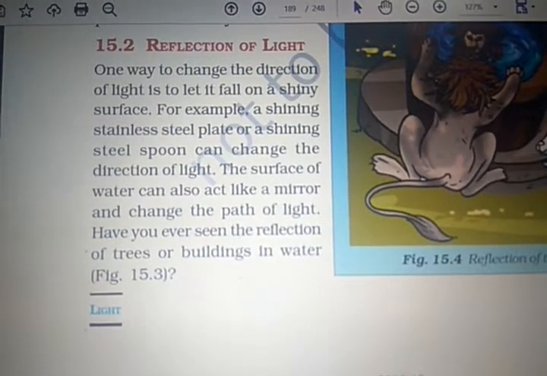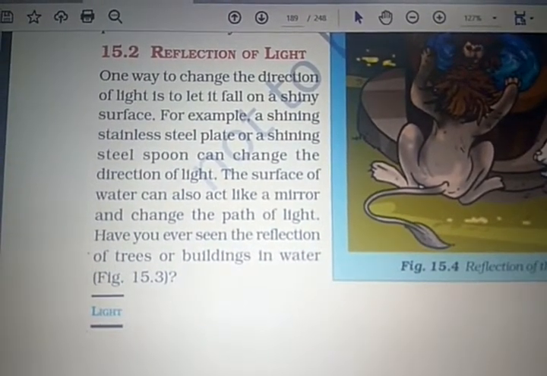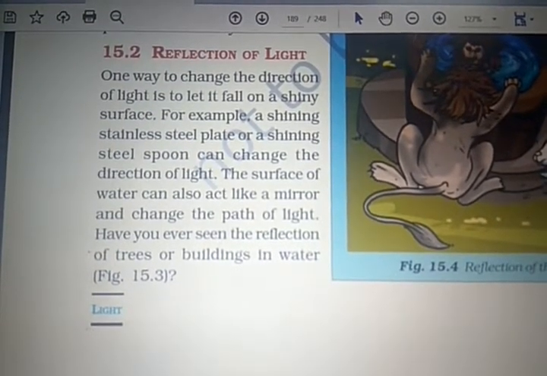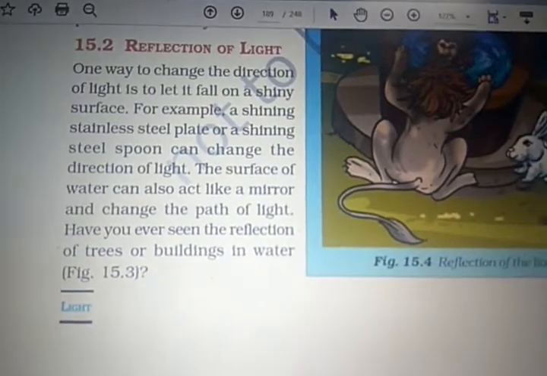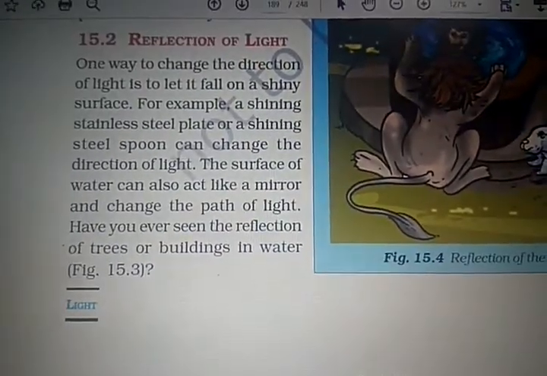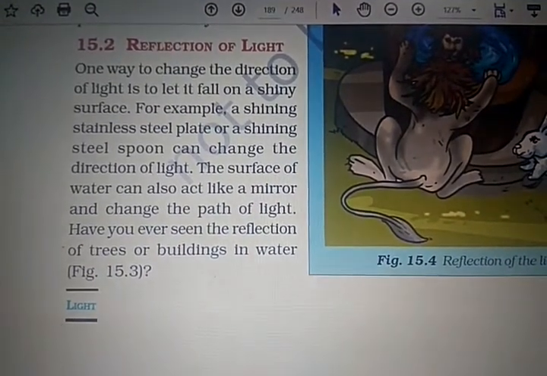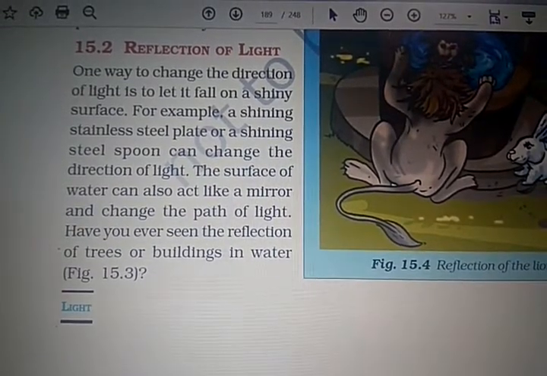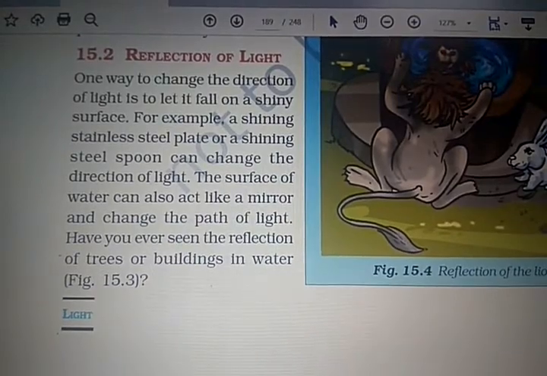Now the next concept, reflection of light. One way to change the direction of light is to let it fall on a shiny surface. For example, a shiny stainless steel plate or a shining steel spoon can change the direction of light. The surface of water can also act like a mirror and change the path of light. Have you seen the reflection of trees or buildings in water?